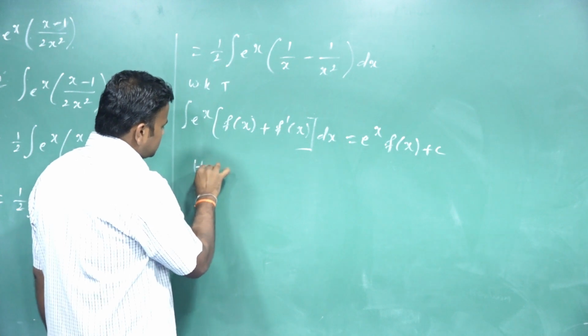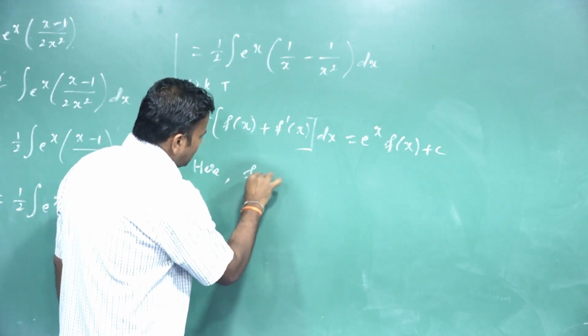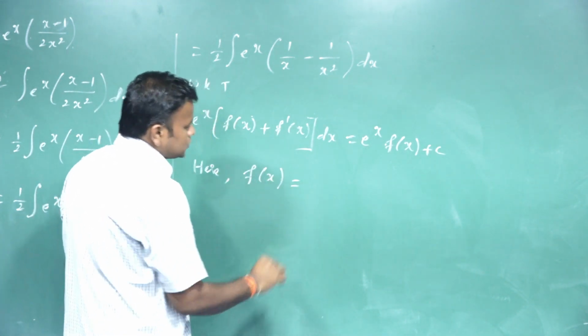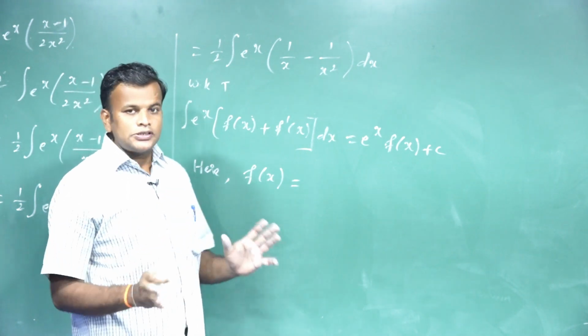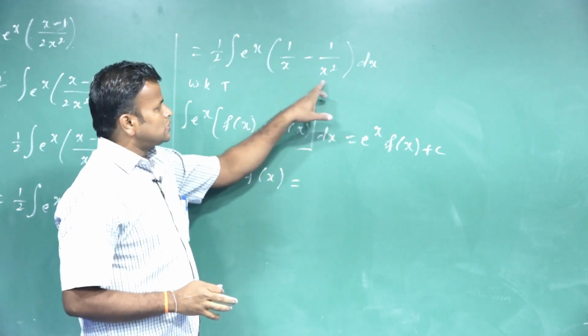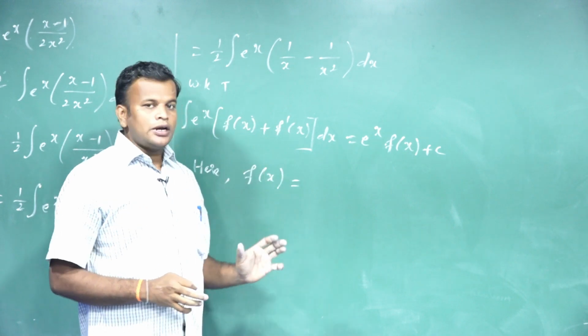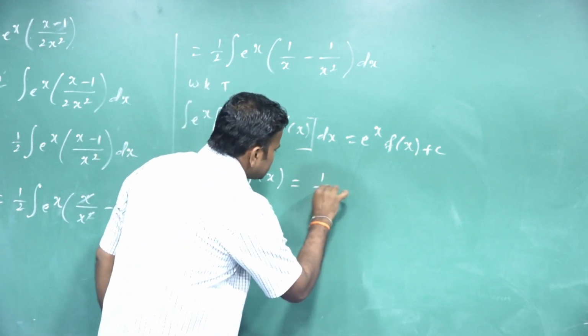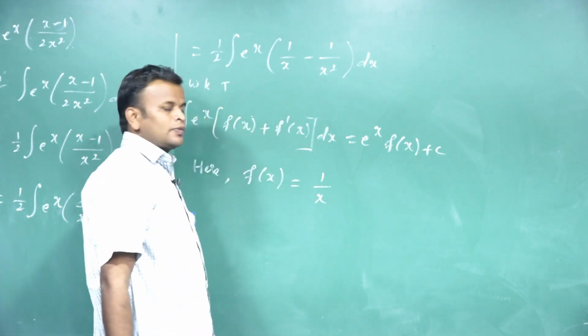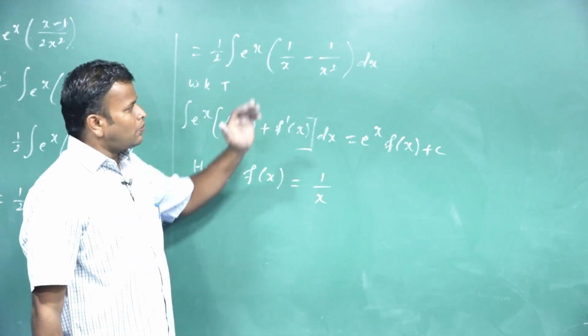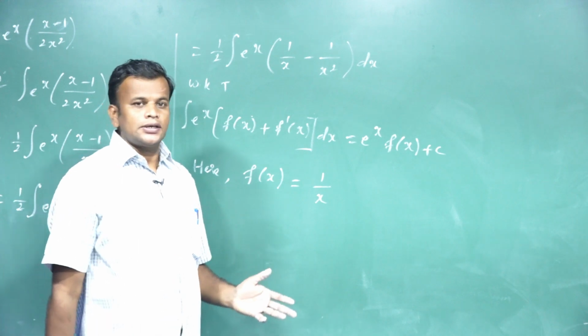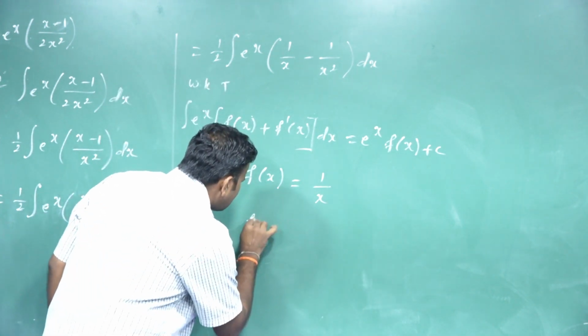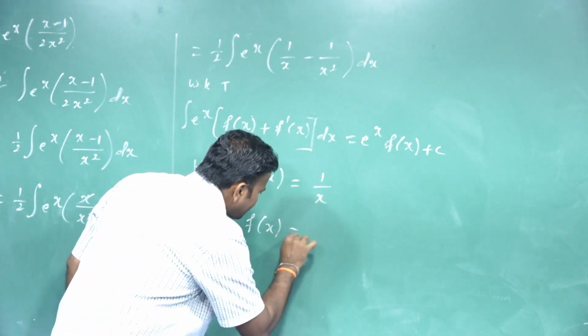Here, which term is f of x must be identified. Identifying which term is f of x is a very must. Here the value of f of x is 1 by x. The differentiation of 1 by x is minus 1 by x square. We write directly. For how it is possible, sir? For your understanding, I write.